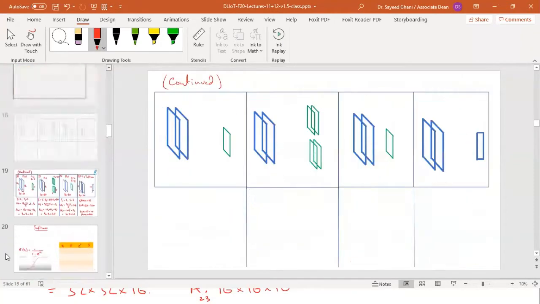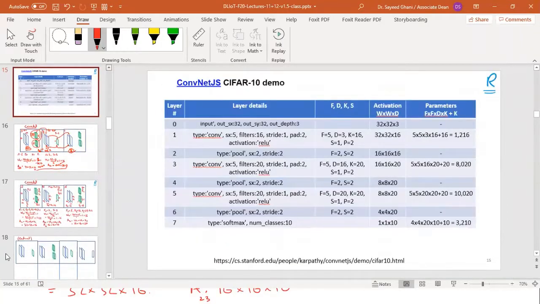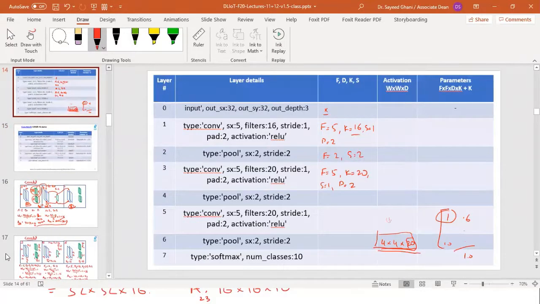So if I go over here, the question is about this Softmax, which is 4x4x20. How many parameters do you think this is going to have? This is converting an input. The input to the Softmax is going to be 4x4x20. How many weights do you think the output matrix is going to have?